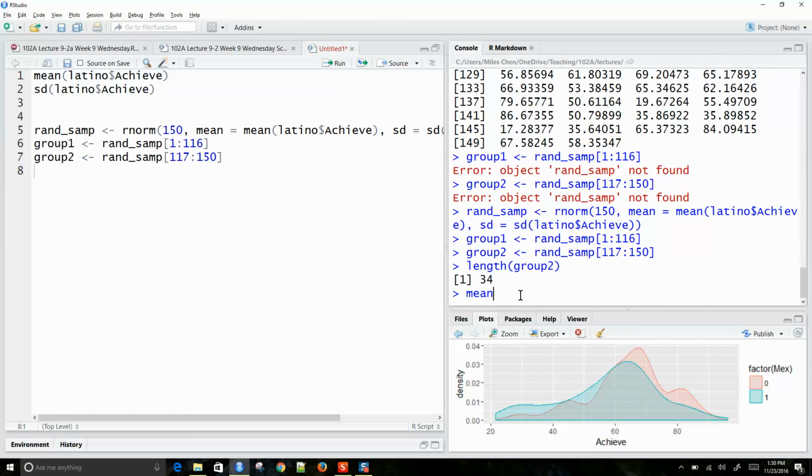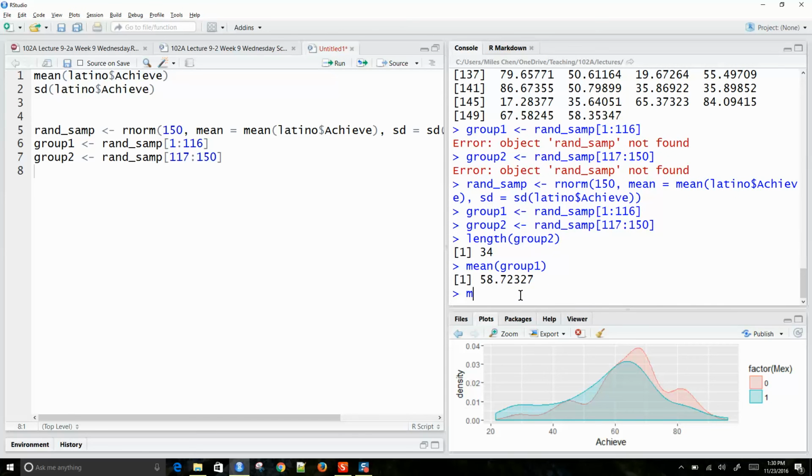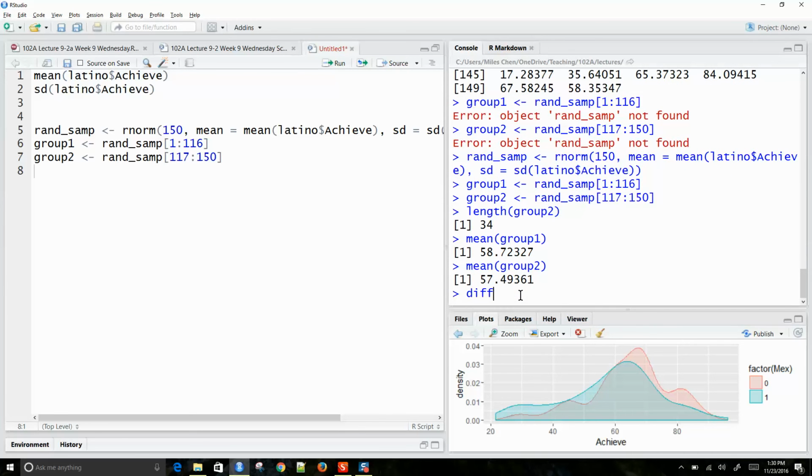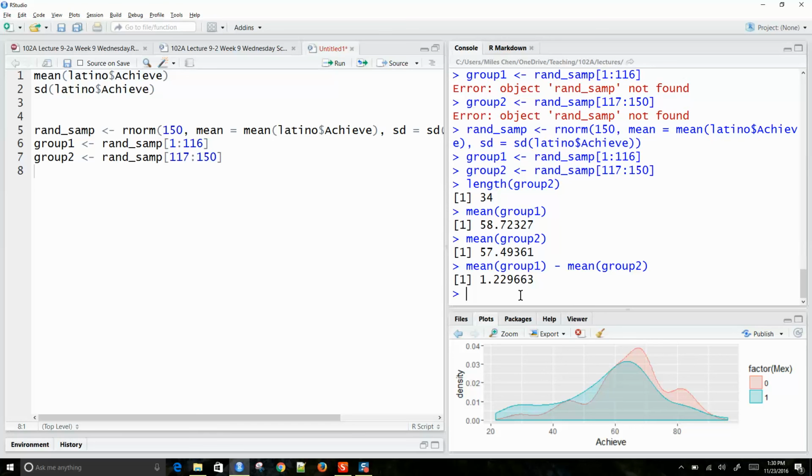And now we can just say, okay, what's the mean of group 1? And what's the mean of group 2? Okay, and we can ask, what's the difference between them? I just do mean of group 1 minus mean of group 2. Okay, and so in this case, we got a difference of 1.23.